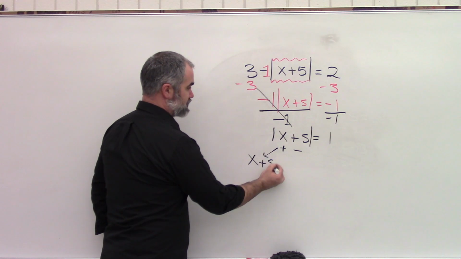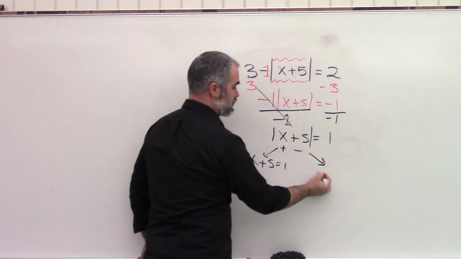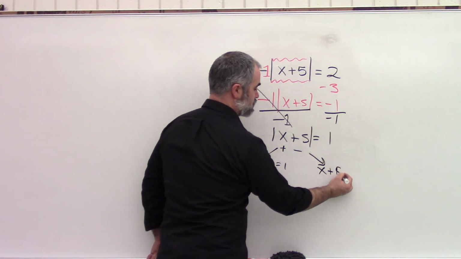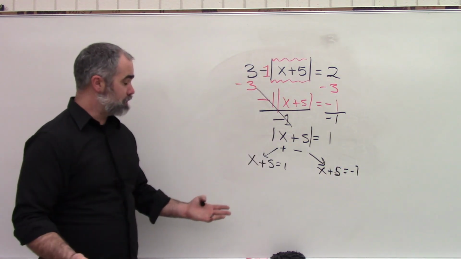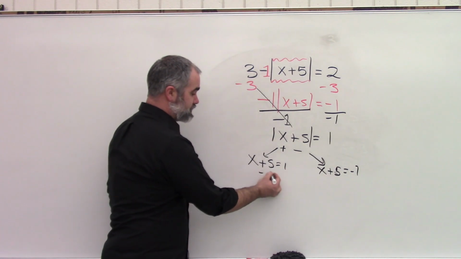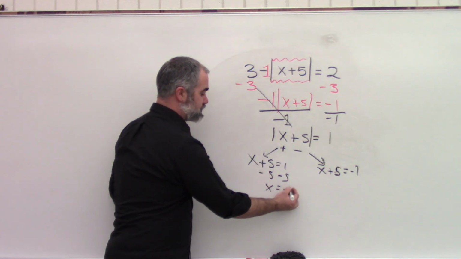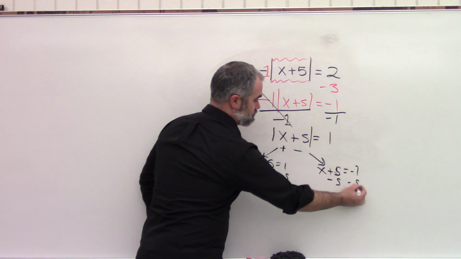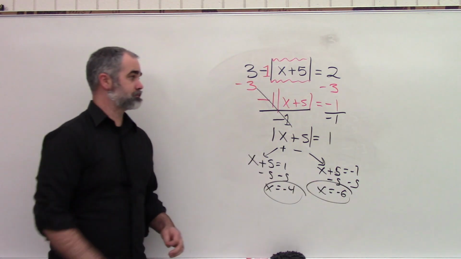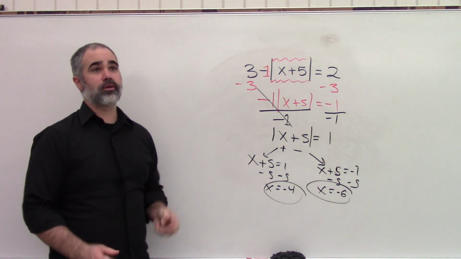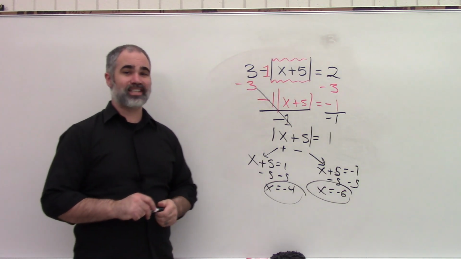So it could have been x plus 5 equals 1, or x plus 5 equals negative 1. You're not sure. Solve both of them. Subtract 5 from both sides here to get x equals negative 4. Subtract 5 over here and you get x equals negative 6. Those are your 2 answers. So be careful, look out for those negative 1s. They show up all the time.